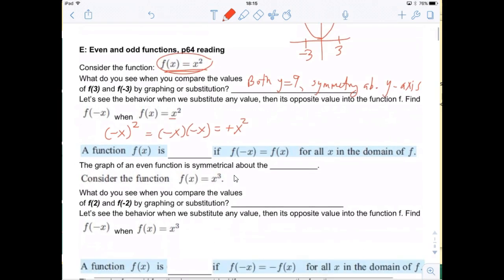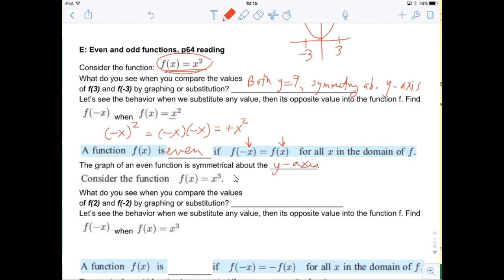Now we're getting to the definition of an even function. A function f of x is even if the function when you put in the opposite of x is the same as the function when you put in x itself. So when you put in 3 and negative 3 into the function, you get the same value of y, is basically what they're saying. The graph of an even function is symmetrical about the y-axis.